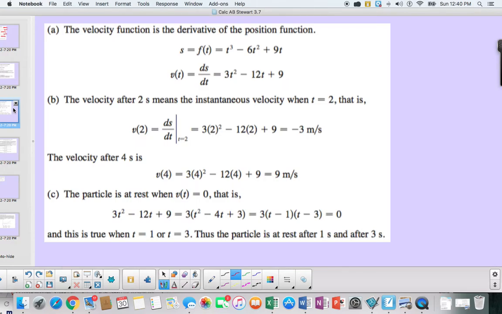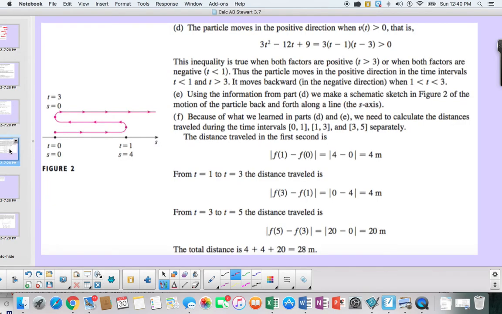You need to be able to recognize that velocity is the first derivative of position, and that you should be able to evaluate a velocity at a certain time. You should be able to find when the particle is at rest by examining the velocity curve. You should also be able to decide what direction a particle is moving by looking at the velocity. And remember the little hint that I gave you.